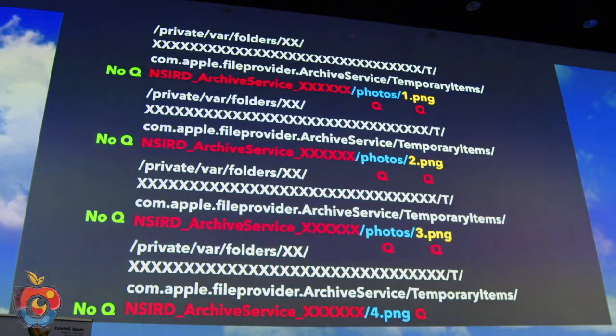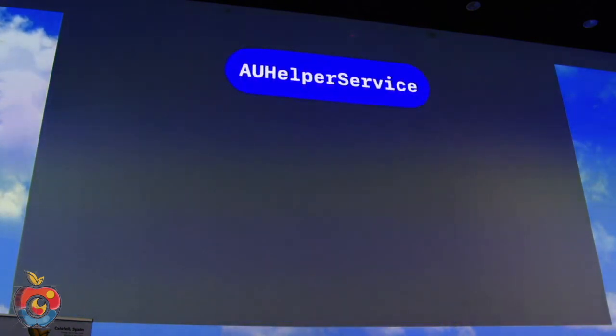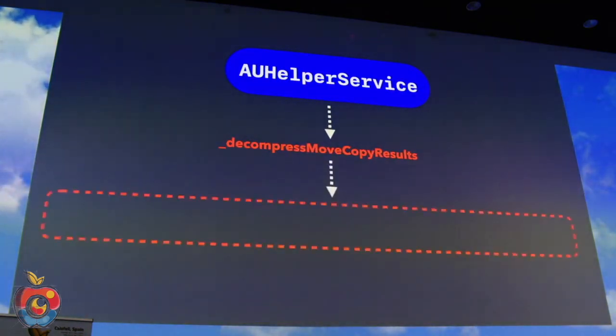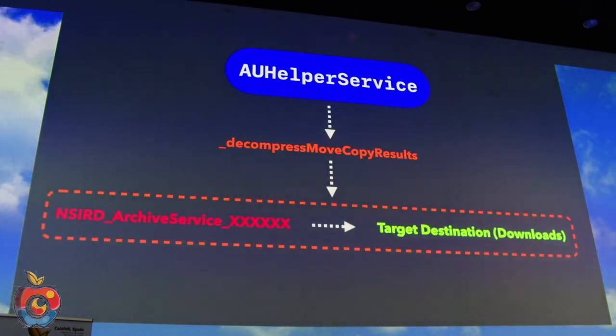However, Archive Service failed to apply the quarantine attribute to the NSIRD archive service folder itself. We will look at why this is really important when the temporary folder is renamed. The AU Helper Service process invokes a function titled decompress move copy results to move the extracted contents from the temporary directory to the target destination. Therefore, the NSIRD archive service folder is renamed accordingly, moving it to the target destination. And as mentioned, that's typically the user's downloads folder.